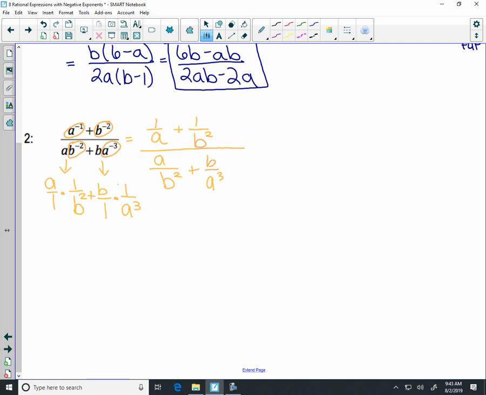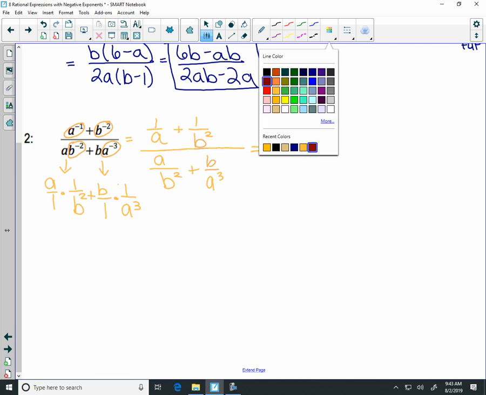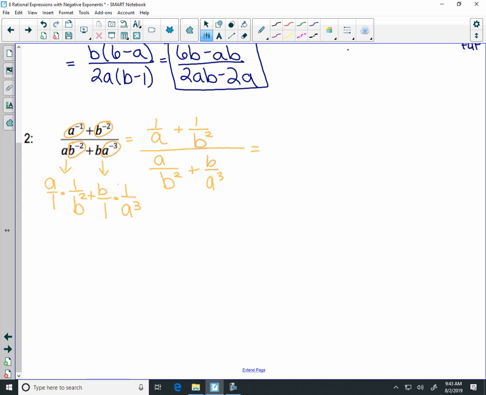And now that we have our complex fraction going, we can just common denominator and fly here. So I'm just going to work the top until I have it fully simplified. My first fraction, 1 over a, needs b squared over b squared. 1 over b squared needs a over a. So my common denominator is a b squared. And in my numerator, b squared times 1 is b squared. 1 times a is a.